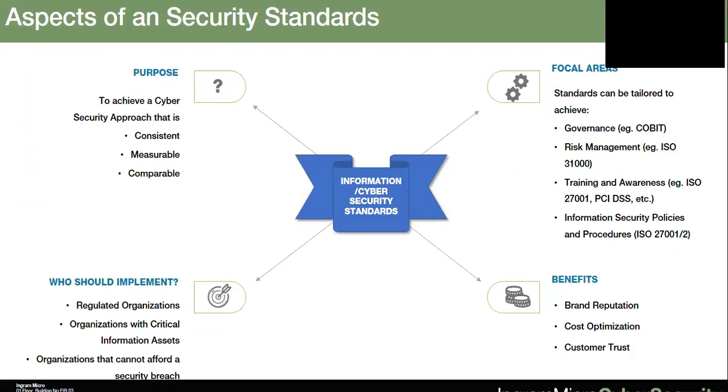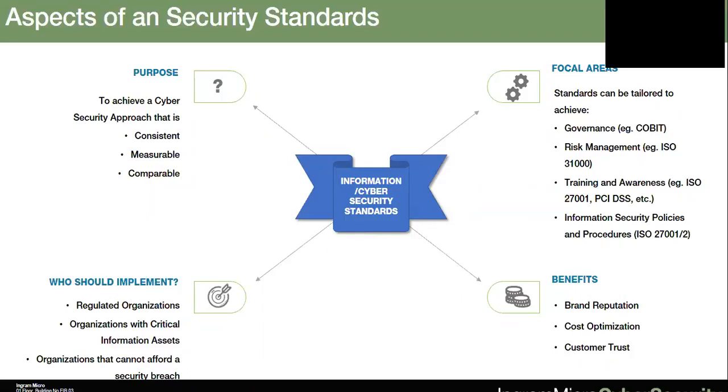So why do we have security standards? That is the main and, I think, the most important question. One of the strategic objectives of security standards is to achieve a consistent, measurable, and comparable approach, as you can see here. So it will be like purpose. Approach to cybersecurity. So when I say measurable, consistent, and comparable approach, what does that actually mean? These terms that I was using, what are the benefits from them?